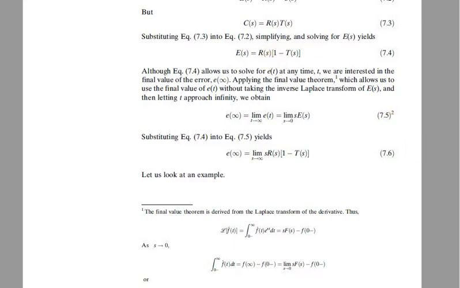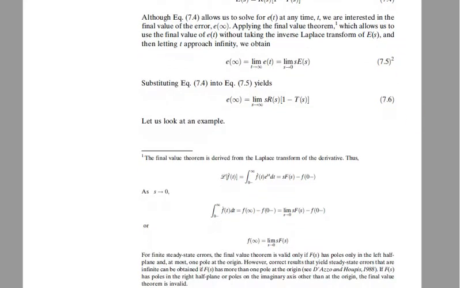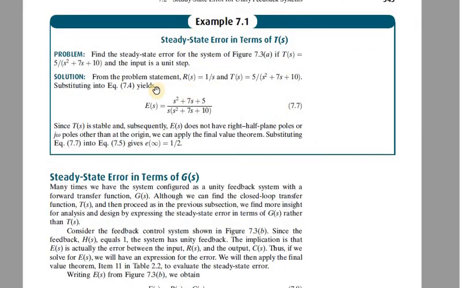You can calculate error easily, and error becomes s square plus 7s plus 5. This is the error equation. Now the question is, find the steady state error. So if we look at the poles here, the closed loop transfer function poles are stable, on the left of the plane, so there are no right half plane poles for this one. When we look at the poles, we can apply the final value theorem.